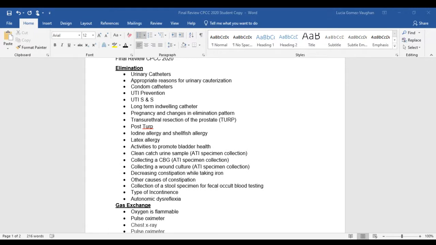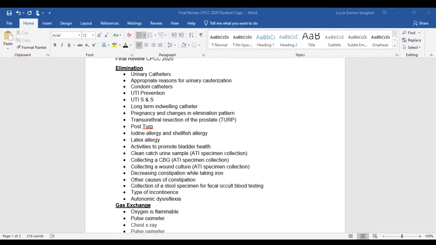Collecting a CBG, we use the sides of the finger. It's a little bit less painful because most of your nerve endings are on the tip of the finger. And if somebody with diabetes in the future, unfortunately, developed diabetic retinopathy, they are going to need the pads of their finger to possibly learn how to read Braille.